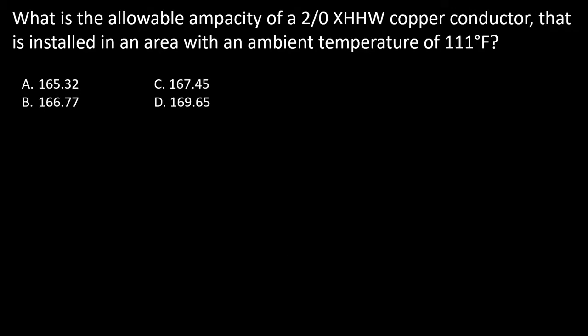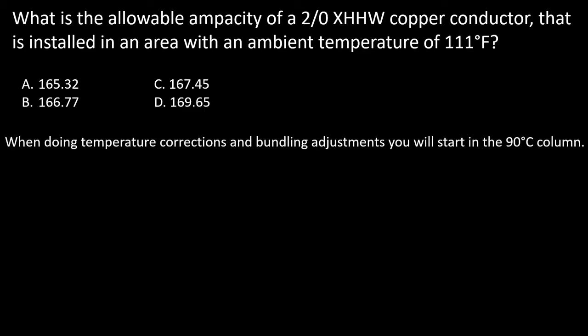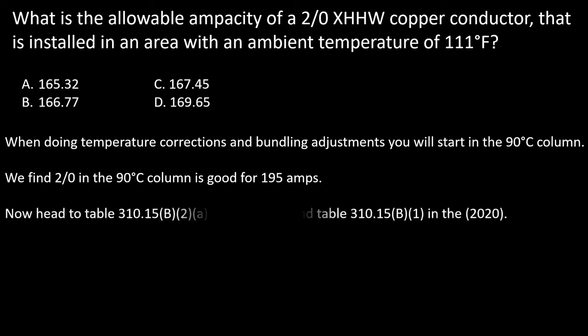What is the allowable ampacity of a 2-gauge XHHW copper conductor that's installed in an area with an ambient temperature of 111 degrees Fahrenheit? When we're doing our temperature correction and bundling adjustments, we're going to start in the 90° C column. We're going to find that 2-gauge copper in the 90° C column is good for 195 amps.